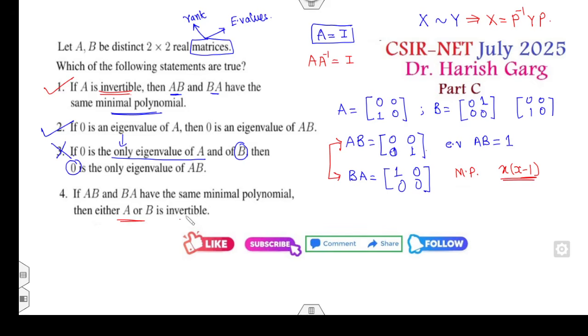Either A or B is invertible. But you can see neither A nor B is invertible. So the right answers of the problem are A and B. Shall we look at the next one?